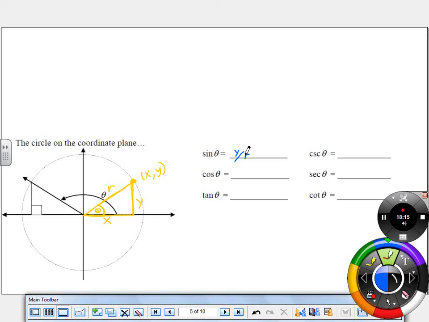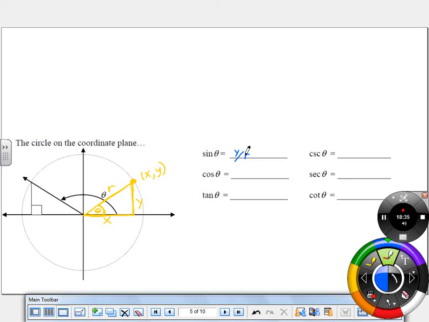If you have context on a circle or on a coordinate plane, you can now think of it as the y coordinate over the radius length. If I know those things, I can find my sine. Or you can draw in this picture and still think to yourself opposite over hypotenuse, okay? But it is going to be important for you to build the relationship between the sine being related to the y, okay?